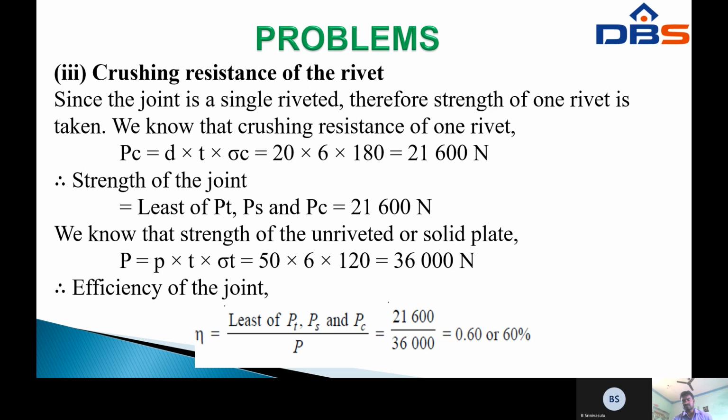We know that the strength of the unriveted solid plate P equals p into t into sigma t, that equals 36,000 newtons. The efficiency of the joint equals the least of Pt, Ps and Pc divided by P, that equals 0.60, that is 60%.